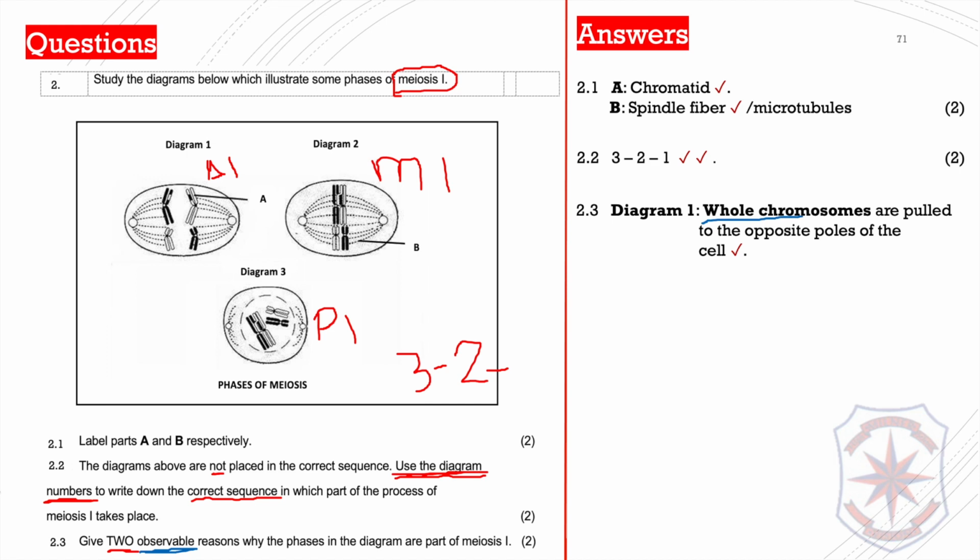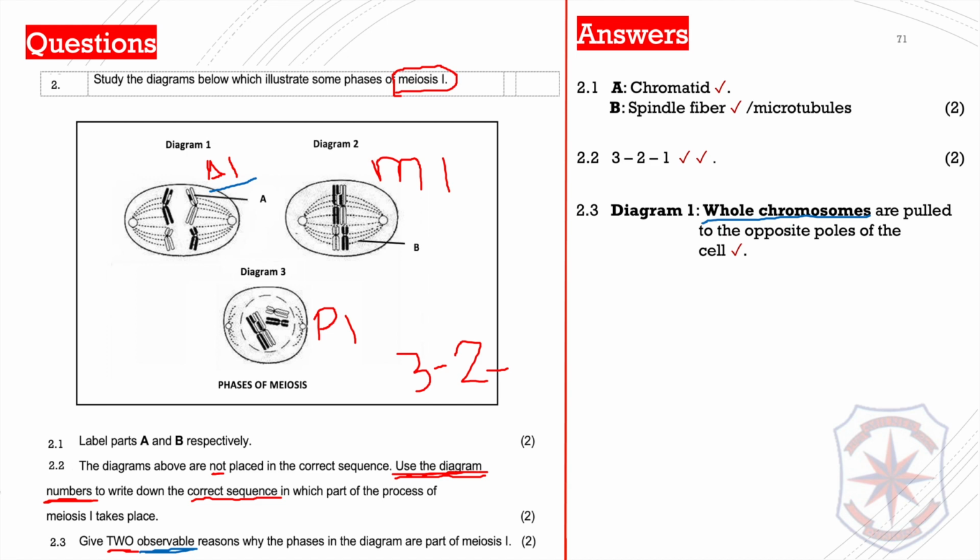So whole chromosomes are pulled to opposite poles of the cell. That is what we see in diagram 1. Hence, we justify to say this is anaphase 1, not anaphase 2. If it was anaphase 2, then chromatids will be pulled to opposite poles of the cell.